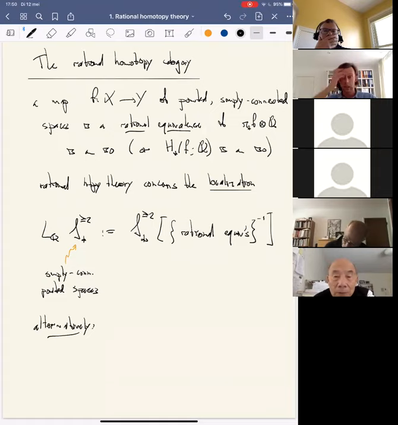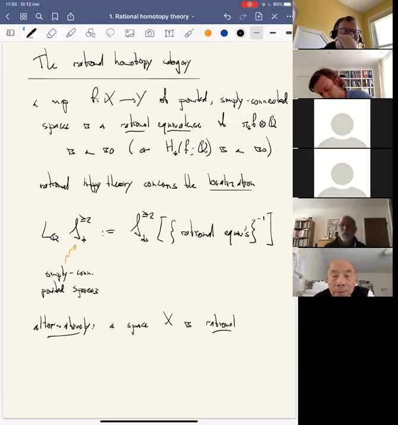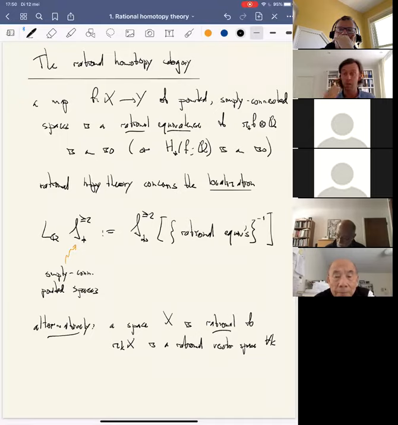Alternatively, a space is called rational. So space here still means pointed, simply connected. A space X is called rational if all its homotopy groups, which are a priori just abelian groups, are actually rational vector spaces. So this is a rational vector space for all k. Of course, being a rational vector space is a property of an abelian group and not a structure.